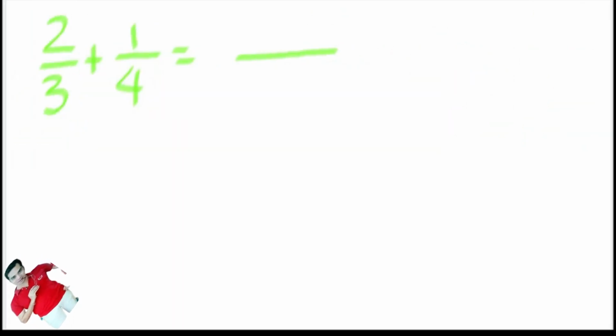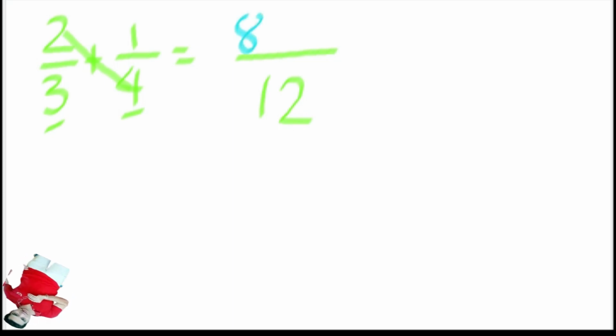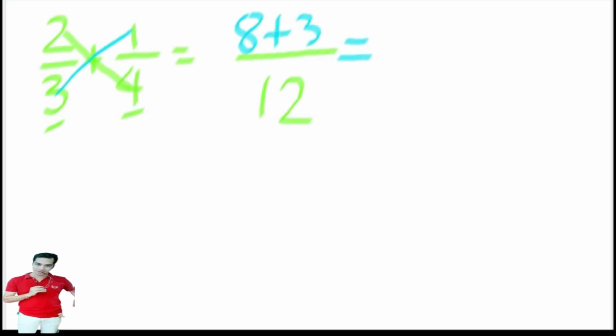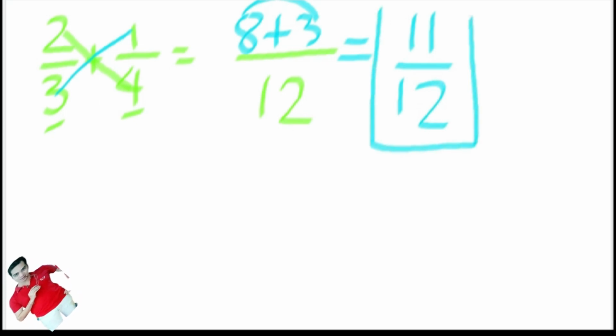Another example: 2/3 plus 1/4. The LCD of 3 and 4 is 12. So write 12 here. Then apply cross multiplication. 2 times 4, the answer is 8. Then 1 times 3, the answer is 3. Then add 8 plus 3. The answer is 11 over 12.